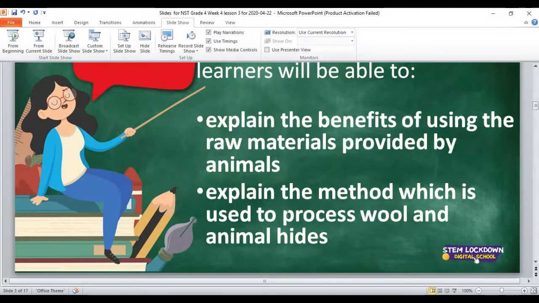And please make sure that when we have finished with our lesson, you go back to your learner's book, and look for term 2, where they talk about wool and leather or wool and hides, so that you learn further about this part that we have done.